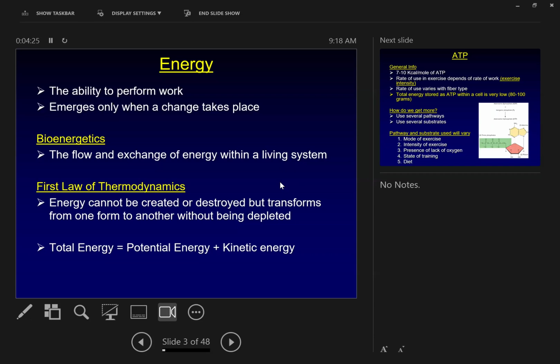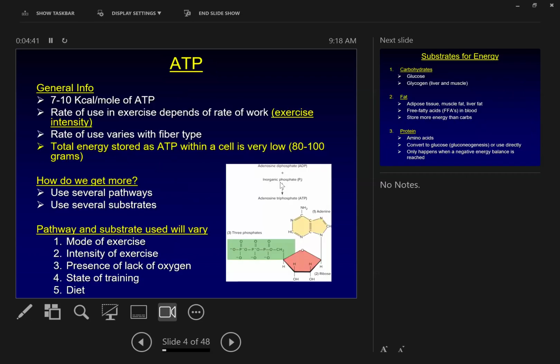So all we're really doing is just moving phosphates around. That's all we're doing. That's this idea of the first law of thermodynamics. So we've talked about ATP. I'm going to spend very little time on all of this.